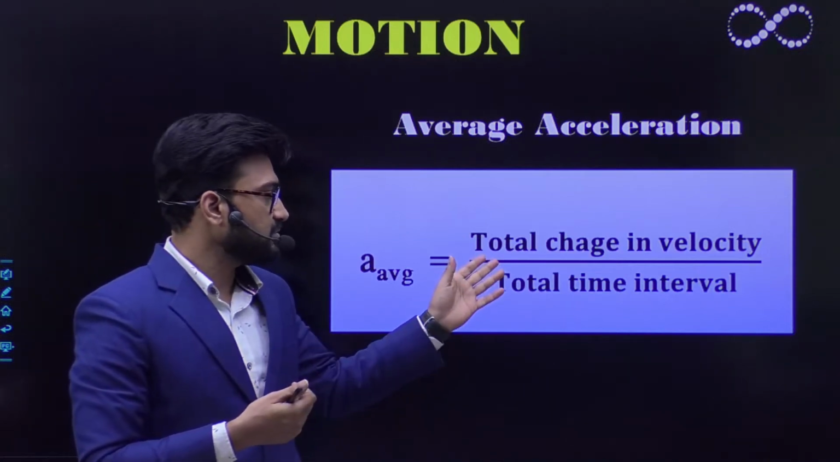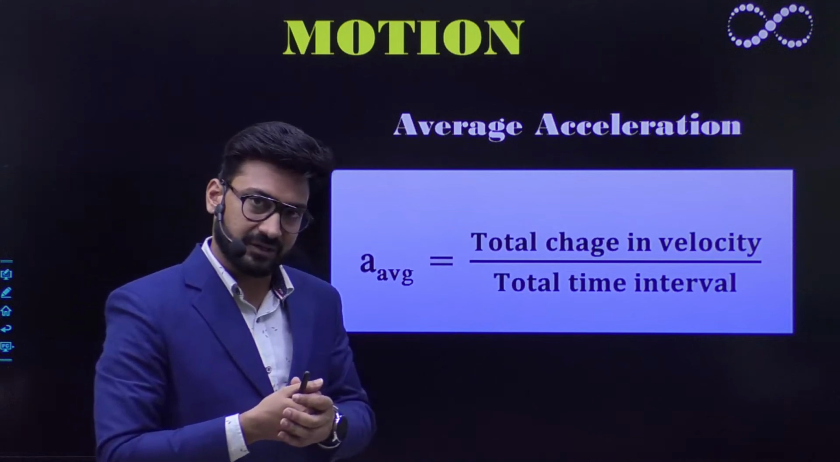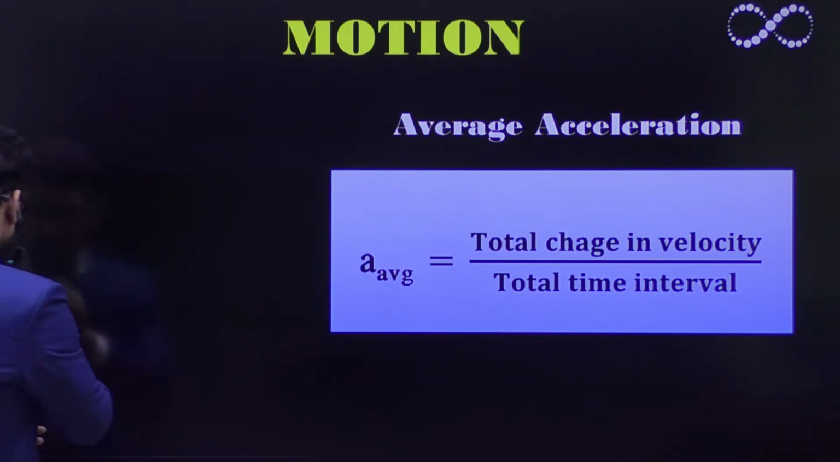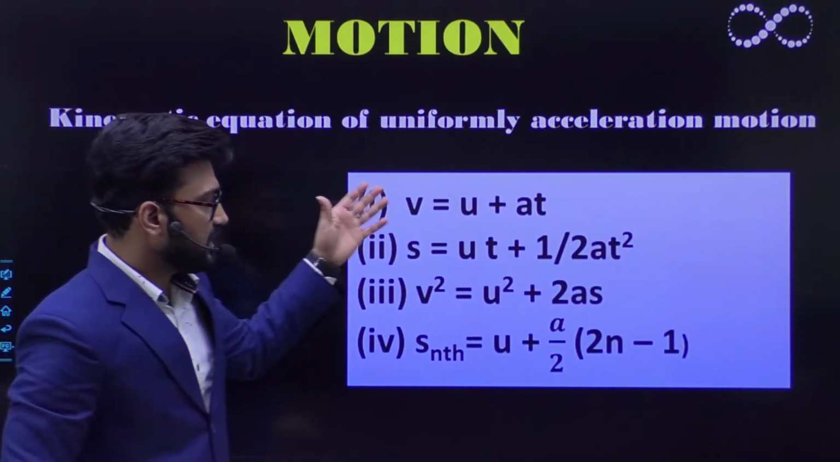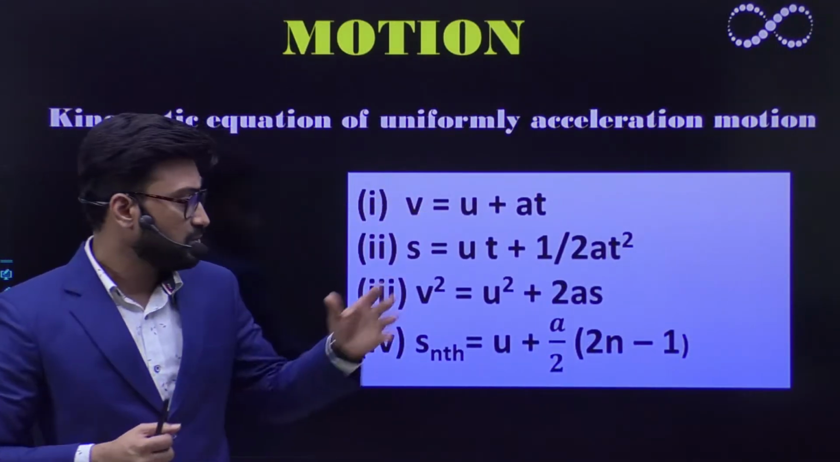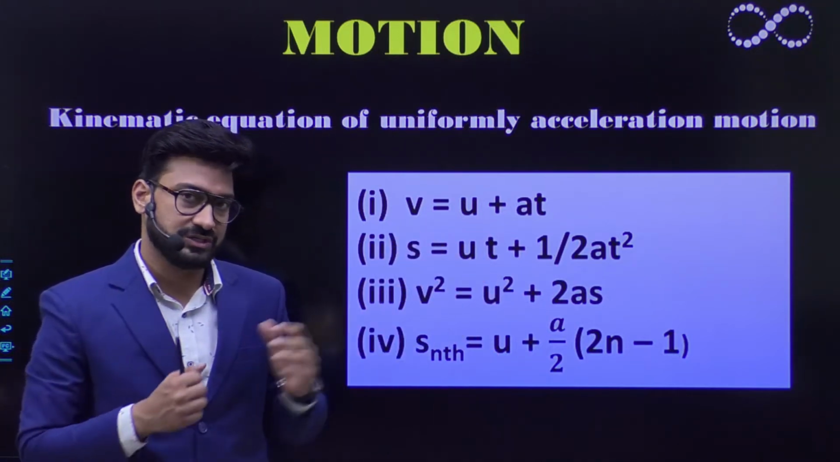Average acceleration is nothing but change in velocity, final velocity minus initial velocity, per unit time taken. Okay. So the next important formula that you must remember is the equation of motion. Okay, so this is the most important formula of your laws of motion chapter.